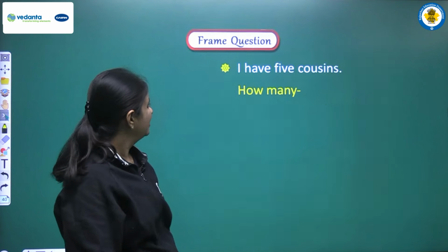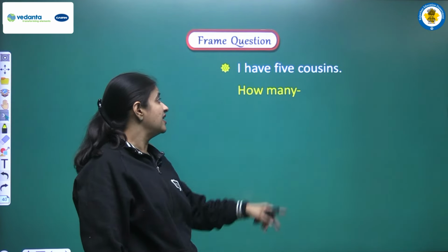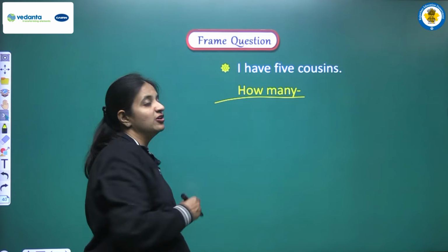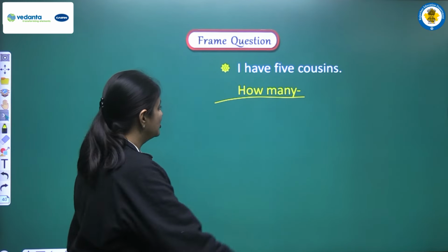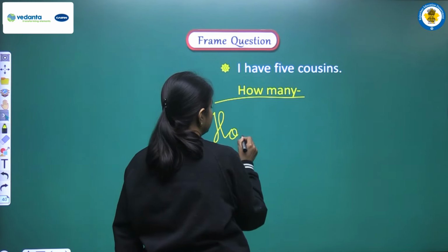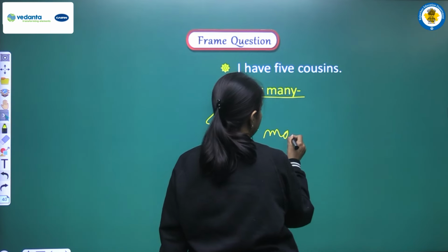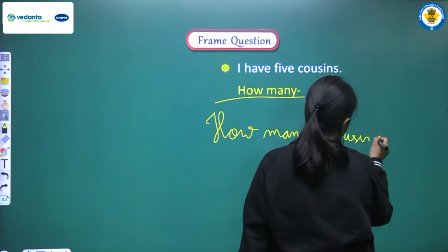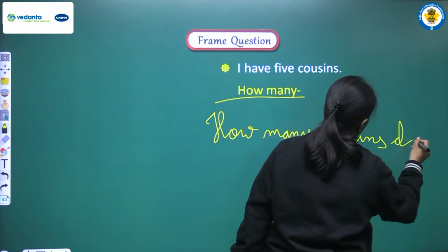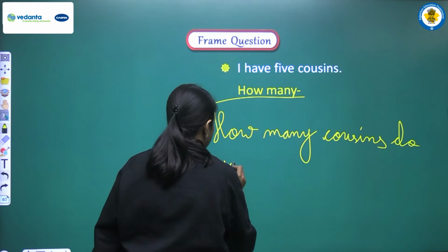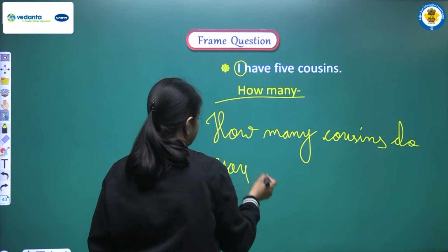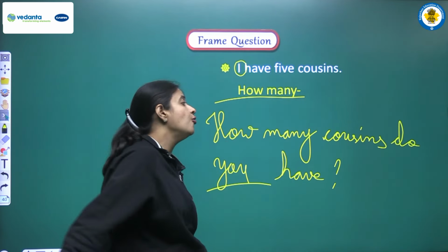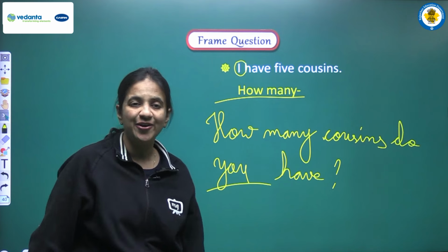Okay. Now we are having next sentence, that is, I have 5 cousins, and the WH word that is given to us is how many. So let's see how can we make a sentence. How many cousins do you have? We have to replace I with you. Okay. So this is the question. How many cousins do you have?